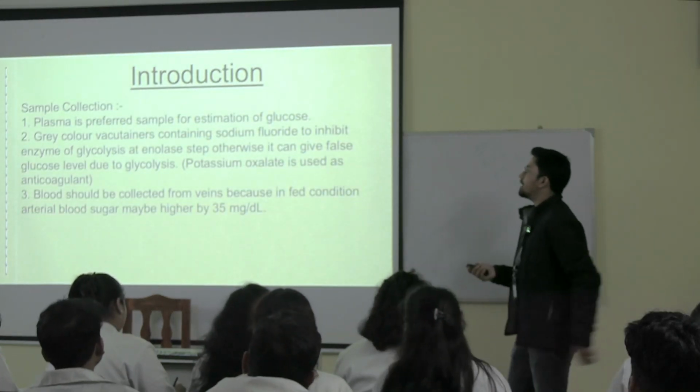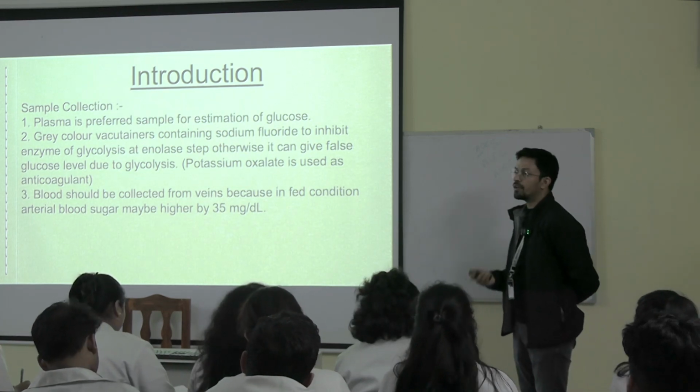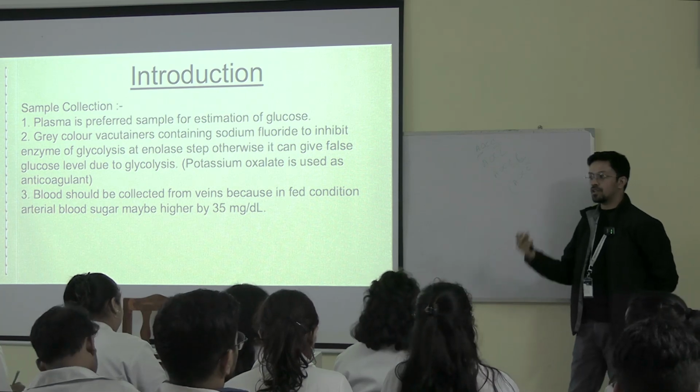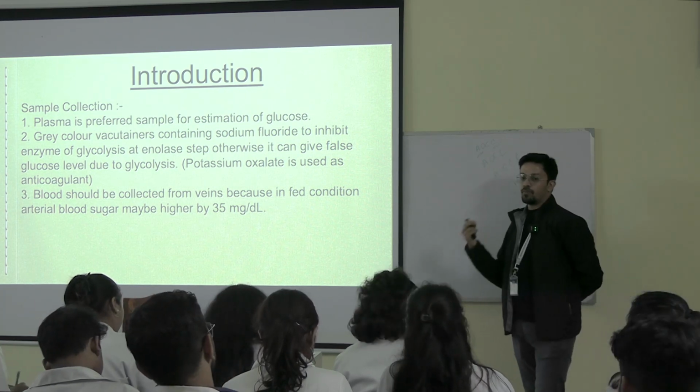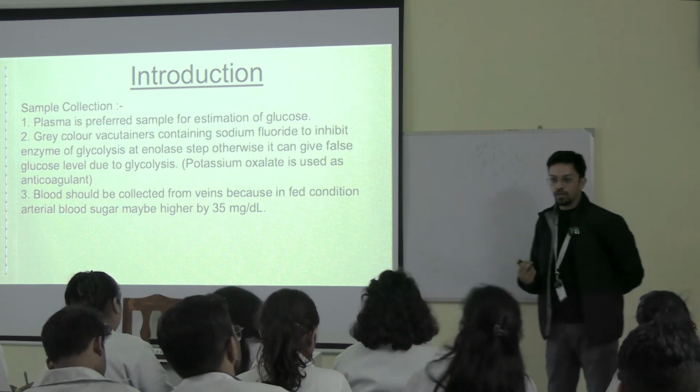First of all, introduction and sample collection. Plasma is the preferred sample for estimation of glucose. We all know that whenever you are estimating blood glucose, you cannot estimate it from the blood particles. You have to first centrifuge it, and take the serum or plasma to estimate the blood glucose from it, and that is the circulating blood glucose.